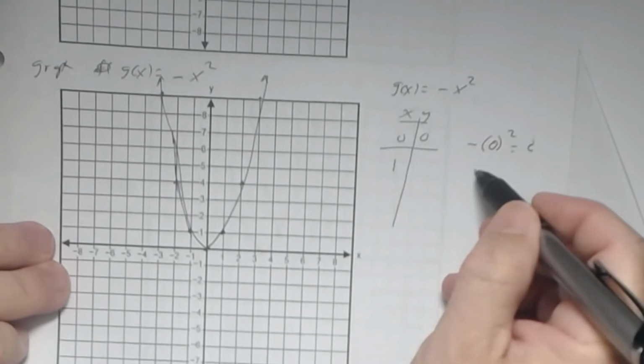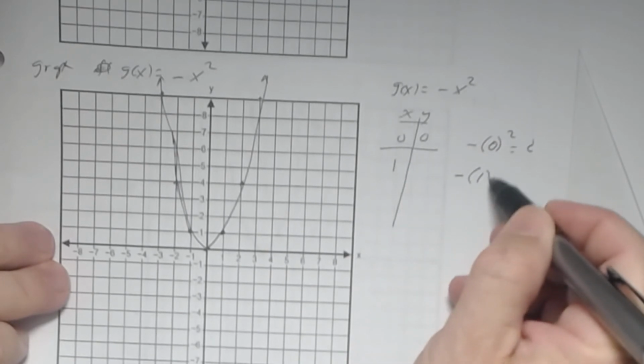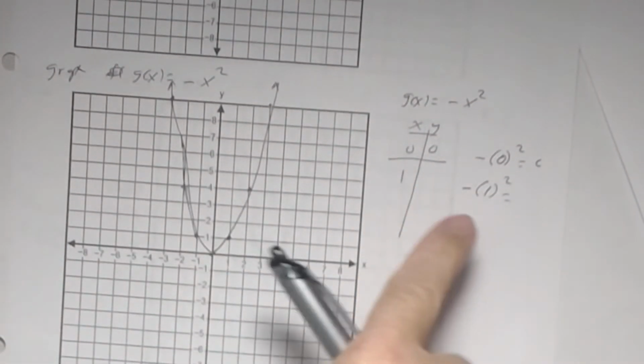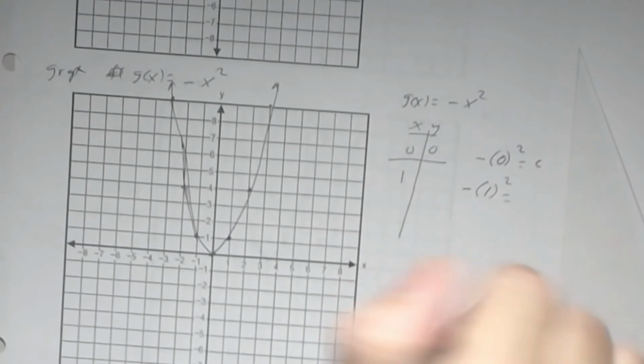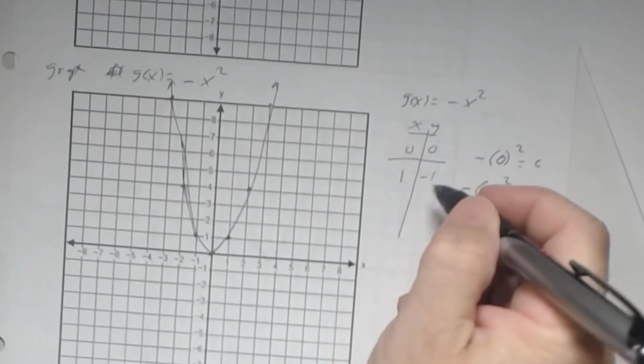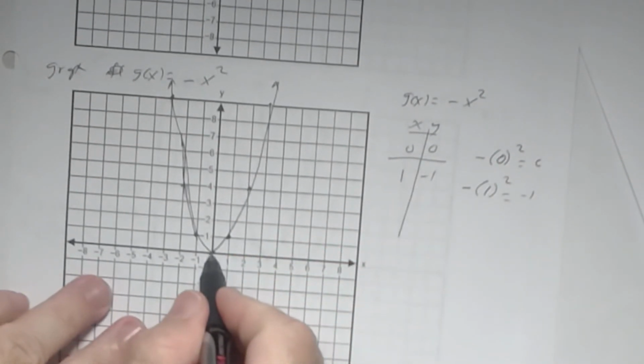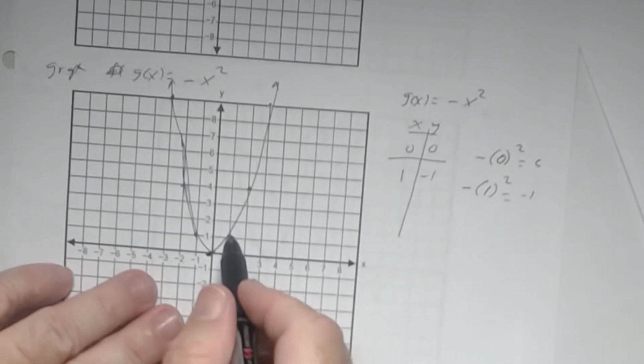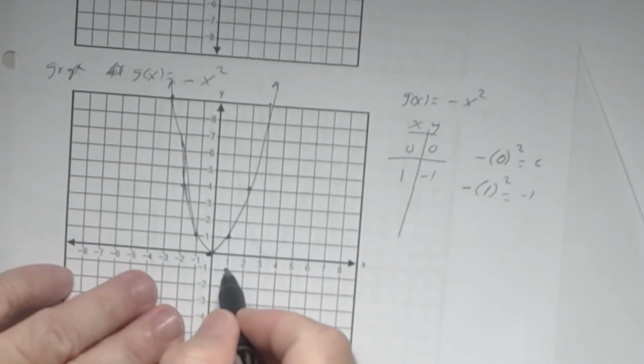If x is 1, I get negative in parentheses 1 squared. What do you think that's equal to? 1 squared is 1, but this says it's going to be negative 1. So far I want you to notice what's happening. I get 0, 0, but instead of getting 1, 1, I get 1, negative 1.